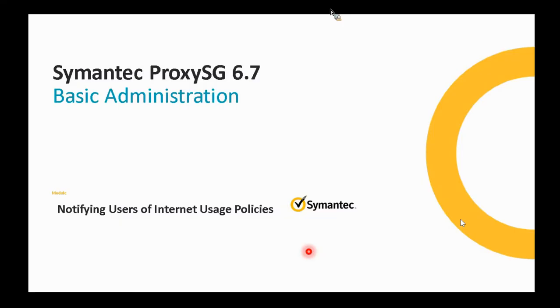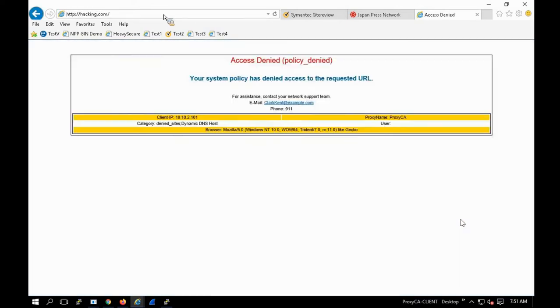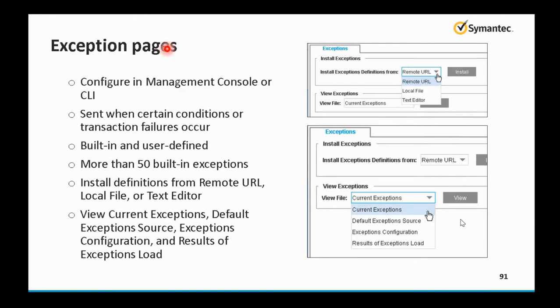All right, so the next topic I'm going to talk about is the notify user object. So if you guys may have noticed earlier, when I try to access sites that we are blocking, such as hacking.com, you notice that this page is displayed. What you might be noticing on your proxy is different from what I'm seeing here because I changed it already. And this is a classic example of what we call exception page, which is our topic right now. This page is configurable via the management console or the CLI. This page will be sent to the user browser if a certain condition or any transaction failure occurs when the user is trying to access the internet.